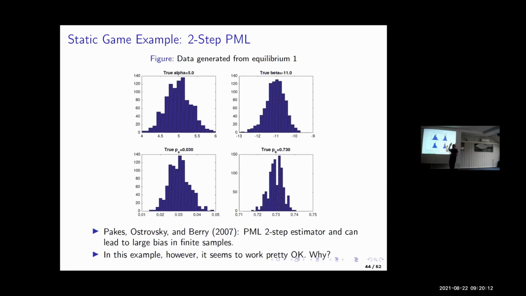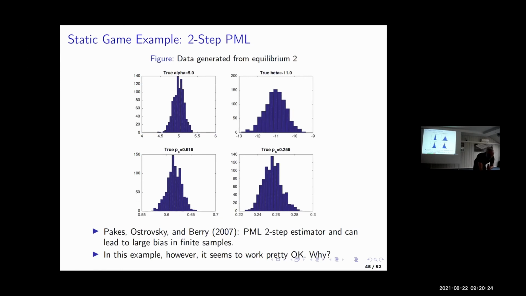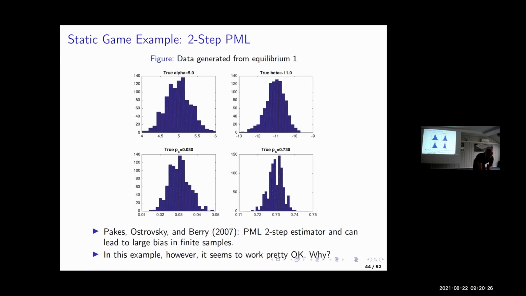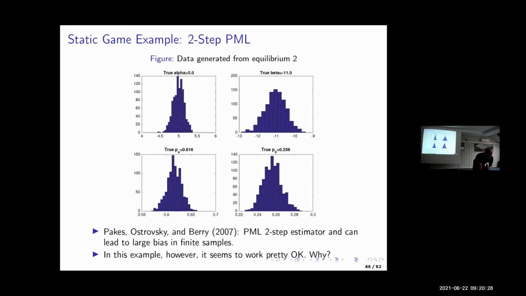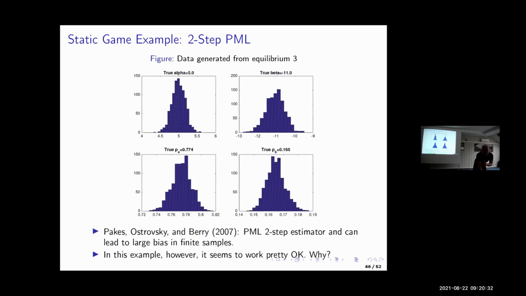It's not so hard to estimate two numbers out of a bunch of data. But if you're estimating a whole function of CCPs, then it can be more prone to small sample bias. Okay, so this was for equilibrium number one. Equilibrium number two, that was the one that was creating some problems before, and you don't have any problems here. It's just working. The problem is the finite sample bias.